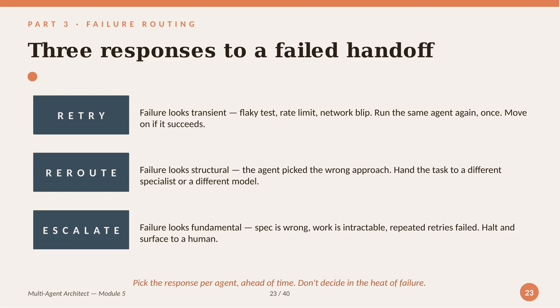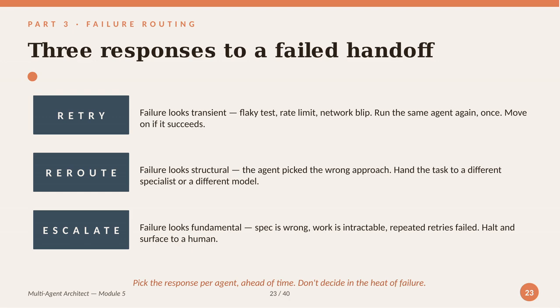Reroute. The failure looks structural. The agent picked the wrong approach for the work. Hand the task to a different specialist or a different model tier. The original agent isn't the right tool for this specific request. Don't keep trying the wrong tool harder.